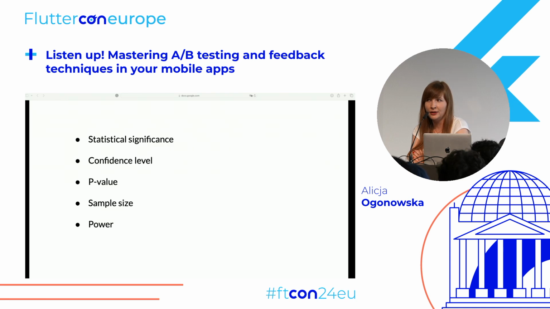Then the other important term is confidence level. So this complements the statistical significance. And a 95% confidence level means that we are 95% sure that the results are not due to chance, because we don't want to take chances. We want to make data-driven decisions.